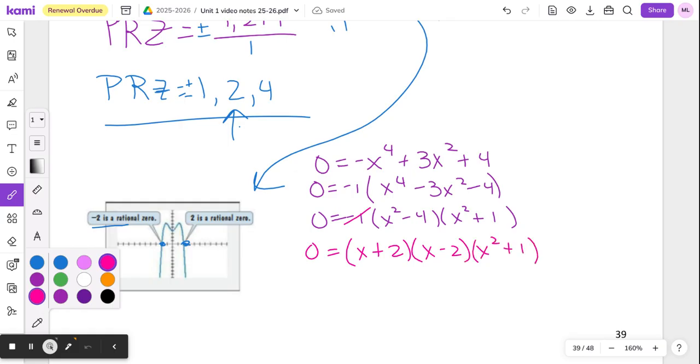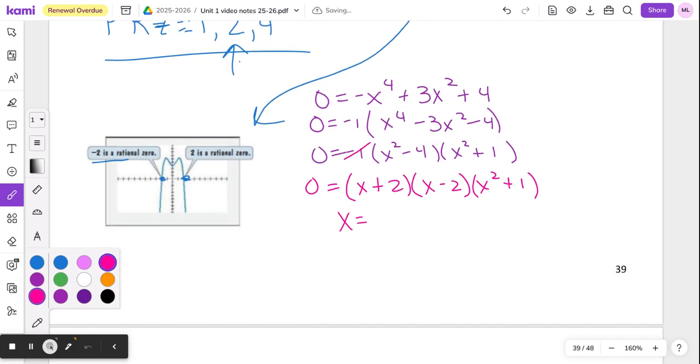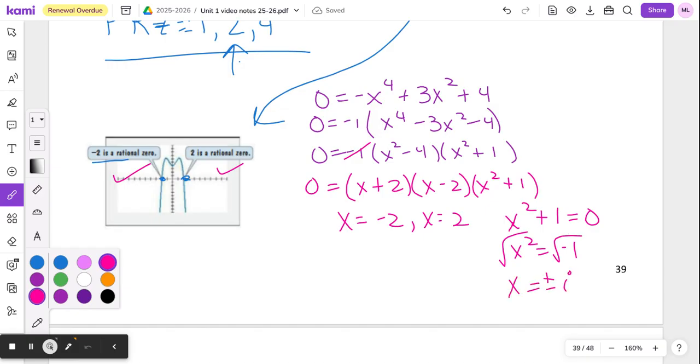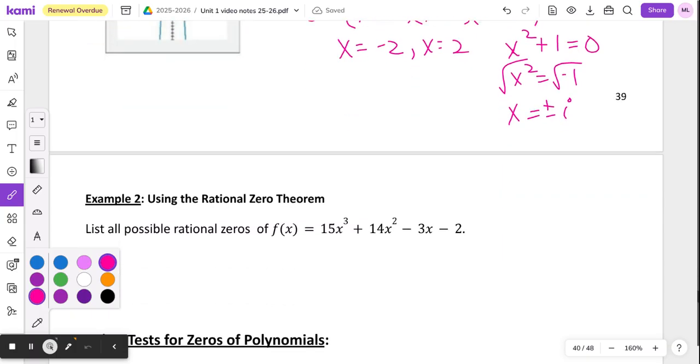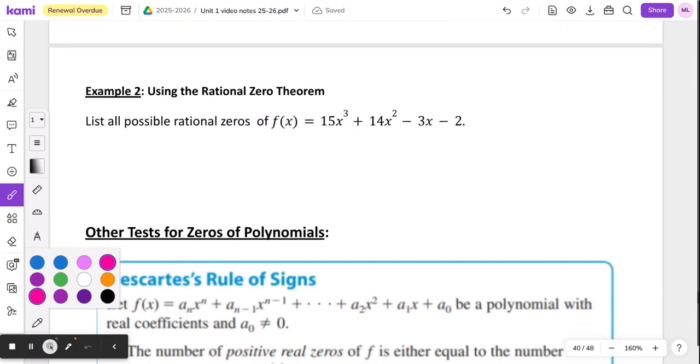X squared plus 1 cannot factor further, so that means I get x equals negative 2. There's that zero. X equals 2. There's that zero. Then I get x squared plus 1 equals 0, and if I solve this, I get 2 more roots, and they are positive and negative i. So 2 imaginaries that you don't see on the graph, right? We recall that. And then we have 2 real ones.